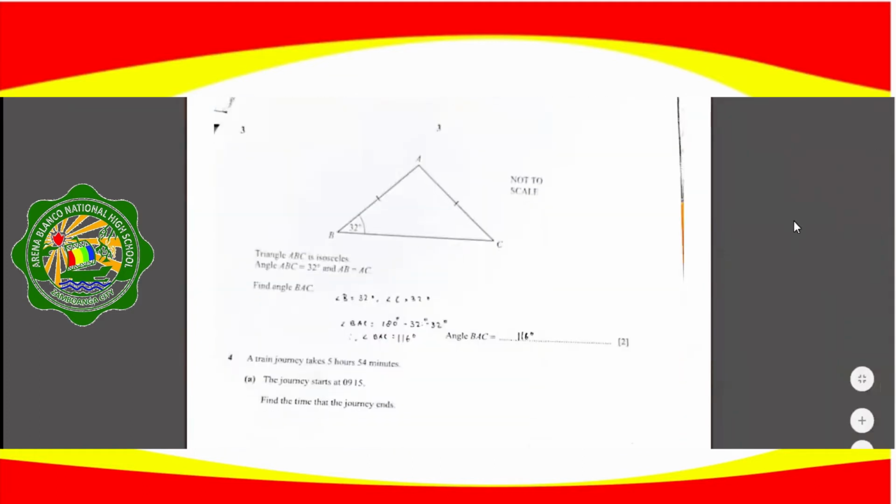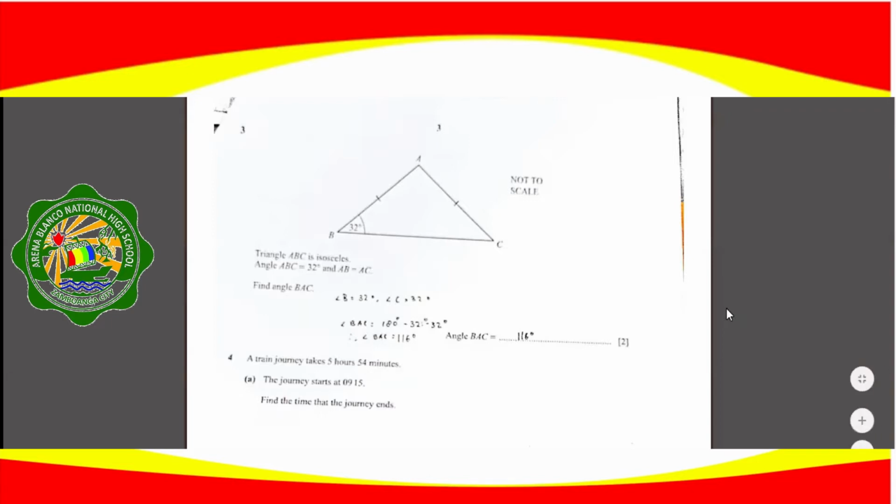Number 3. Triangle ABC is isosceles. Angle ABC is 32 degrees and AB is equals to AC. Find angle BAC. So angle ABC is 32 degrees, and therefore that makes angle ACB 32 degrees as well, since it's an isosceles triangle. So what is your answer? 116 degrees. Okay, that's correct.